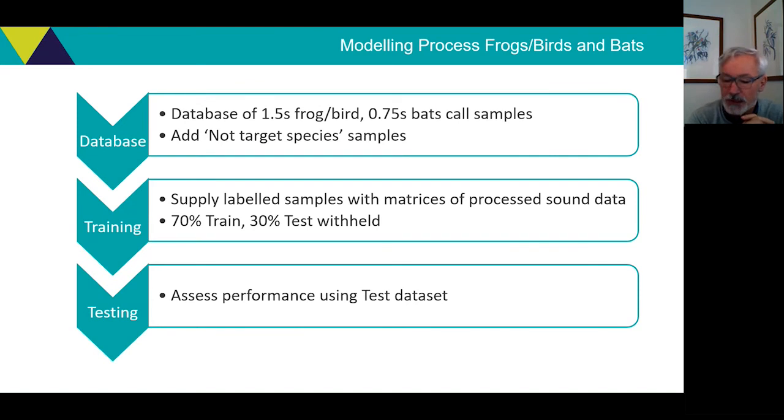So the modeling process is that we need to have examples or exemplars of the various species that we want to detect. And we need to create a database of these. And we've decided for birds and frogs that we'd go for 1.5 second sound samples. And for bats, we've gone for 0.75 seconds. But you don't only need the animals that you want, you also need all the other sounds on the planet, basically, because there are the species that you want and then not those species. So there are lots and lots of different sounds in the world. And if you only present, for instance, a list of frogs, then when it hears a sound, it says, oh, well, what frog is that? Well, you've got to have another option, which is the not on target species or other noises. So there's a fair bit of effort in supplying that.